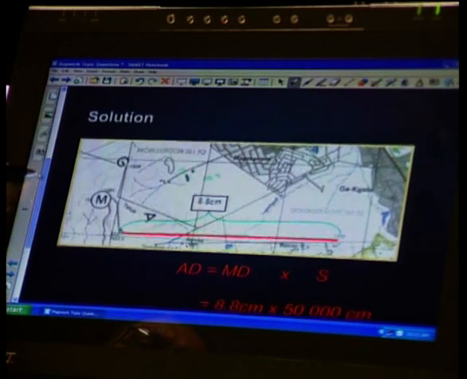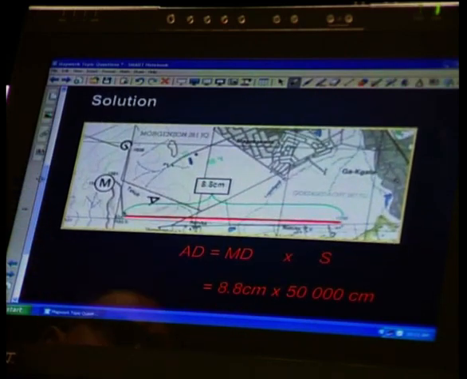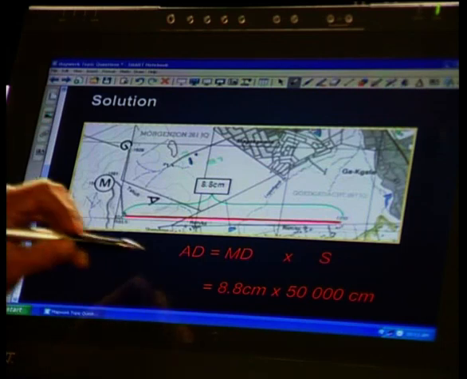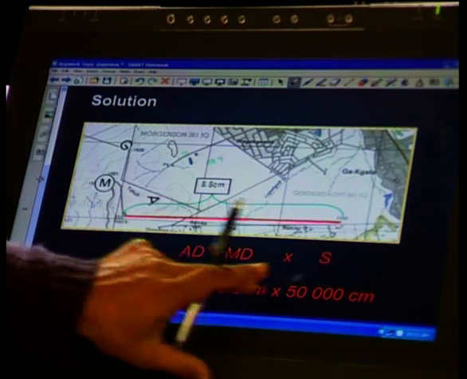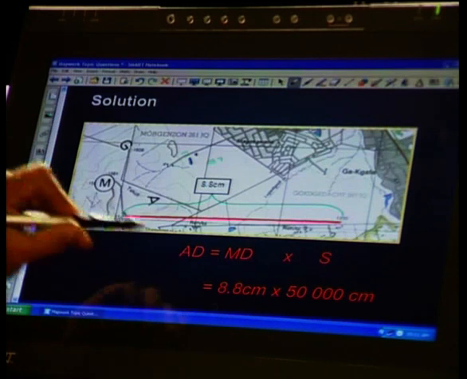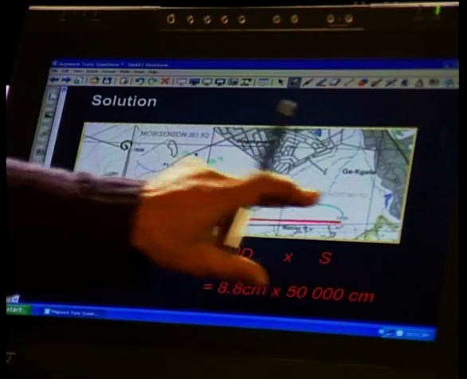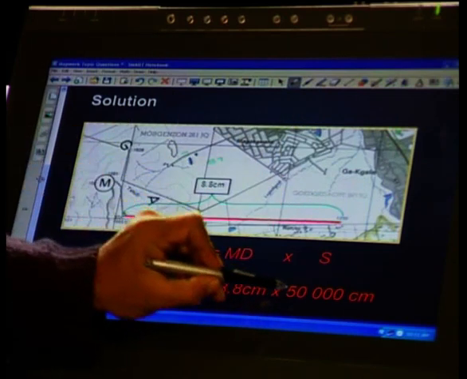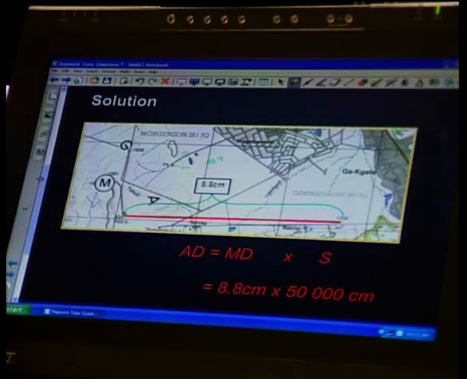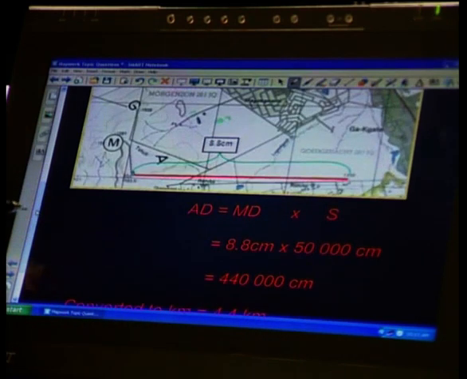Down here, I'm showing you the full method. I'm working out in all the different units. So I'm working it out in centimeters down here. It's 8.8 centimeters. That's your distance on the map multiplied by the scale. We're using the topo map, remember. And once we multiply this, we get an answer of 440,000 centimeters. That's your actual distance.